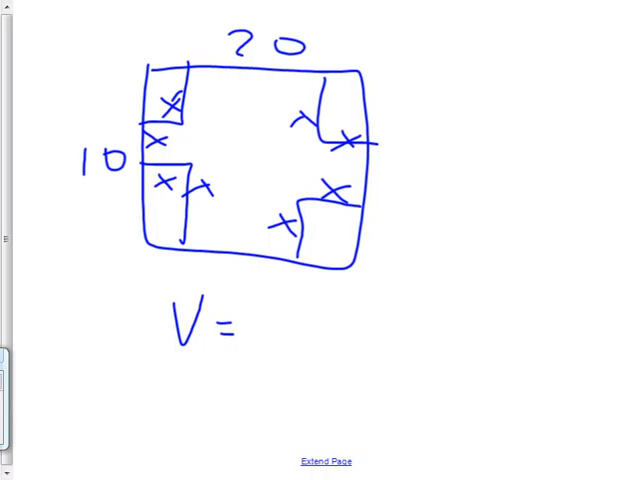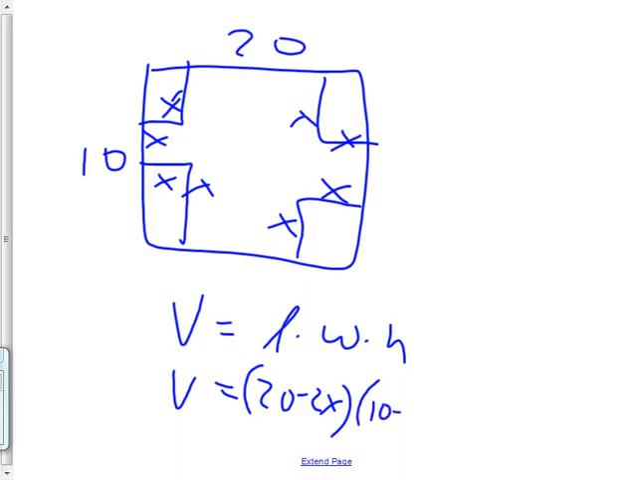All right. Volume equals length times width times height. Because Mr. Server always told me to start with the original formula. Then put in what you know. All right. Volume is length 20 minus 2x. We usually use the longest one for length. Width 10 minus 2x. And the height x.